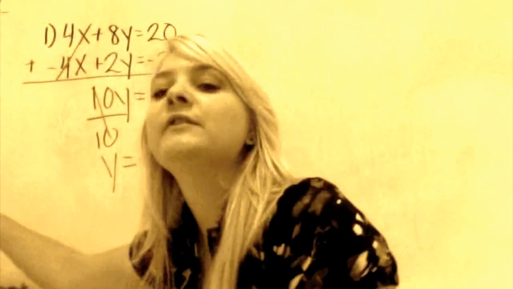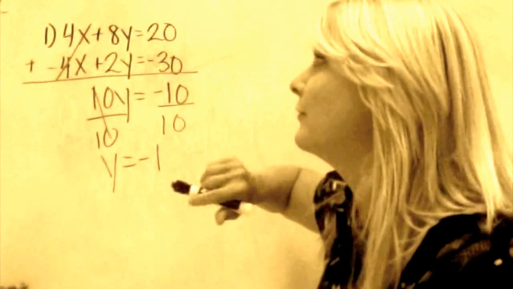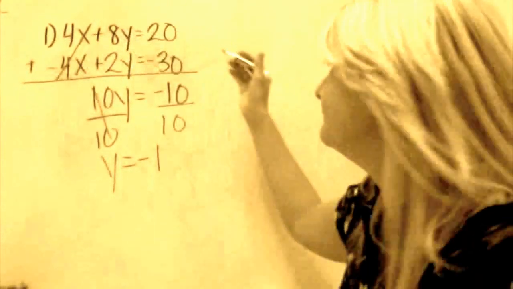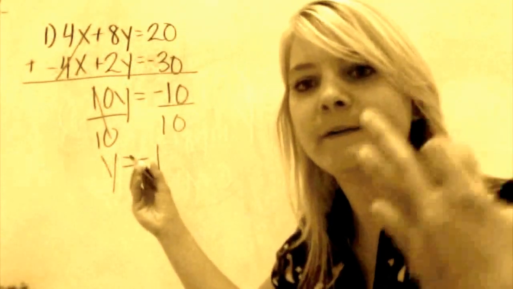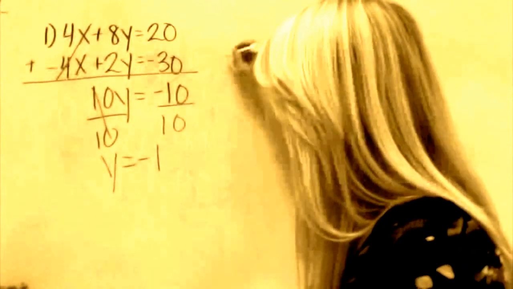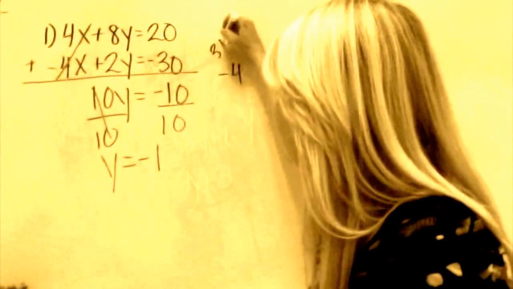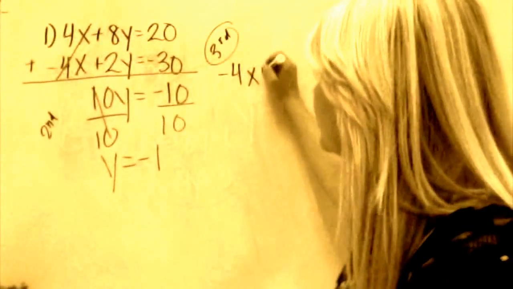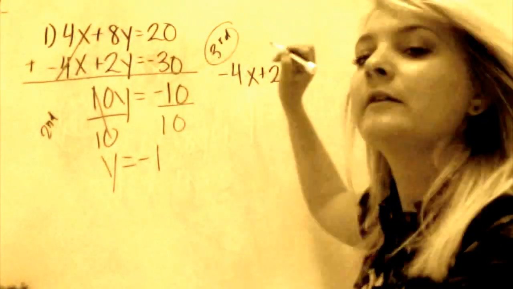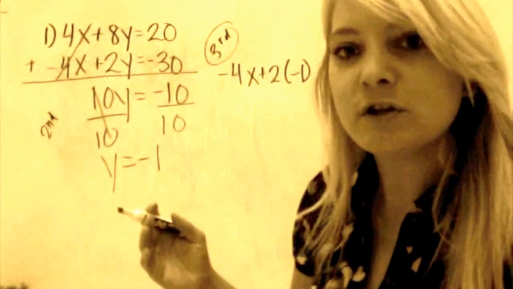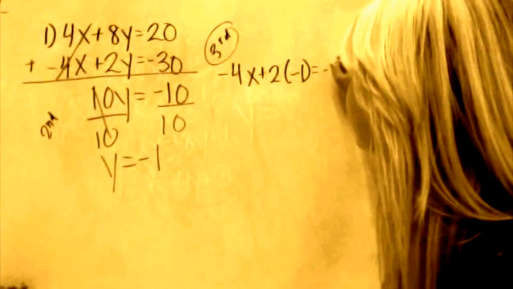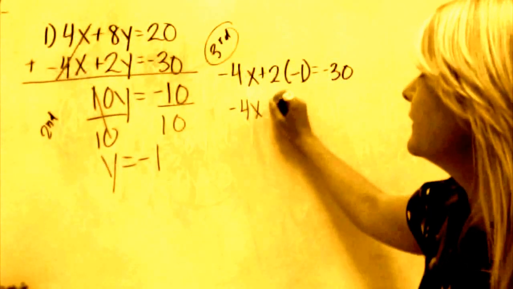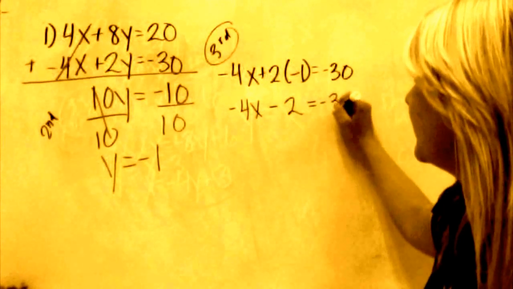So we can substitute it into either of the original equations. It's going to work for both of them. I'm just going to do the first one. Once again, if you chose the second one, you'd still get the same answer. So we have negative 4x plus 2. Once again, when we substitute values, use parentheses. 2 times negative 1 equals negative 30. Now we're solving. So we have negative 4x minus 2 equals negative 30.